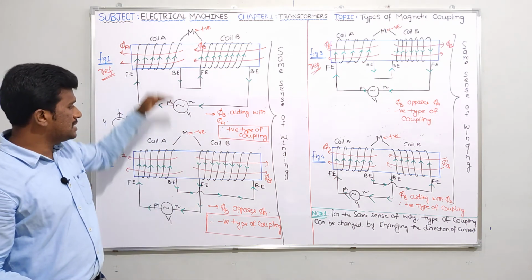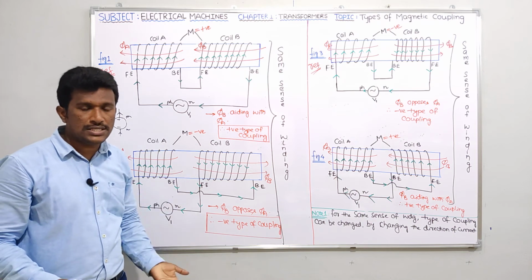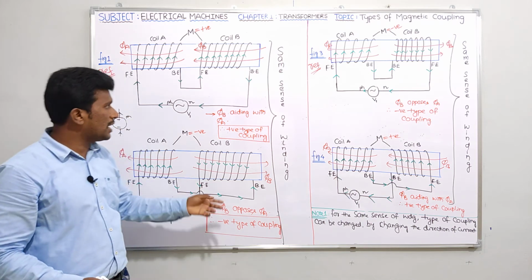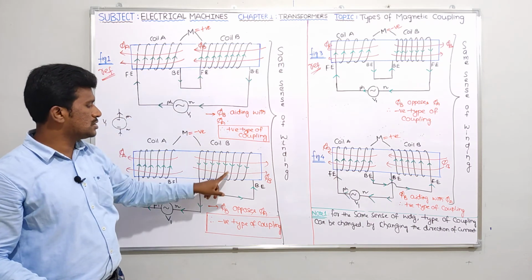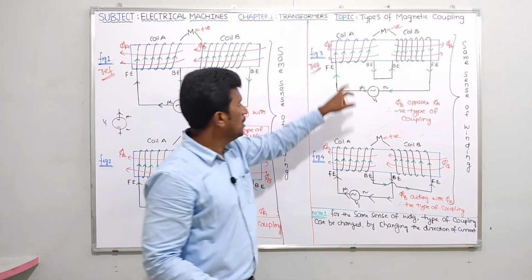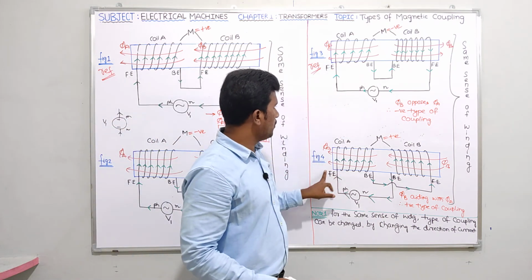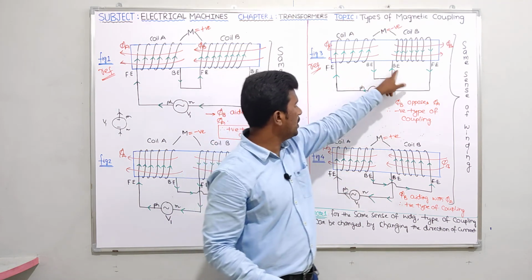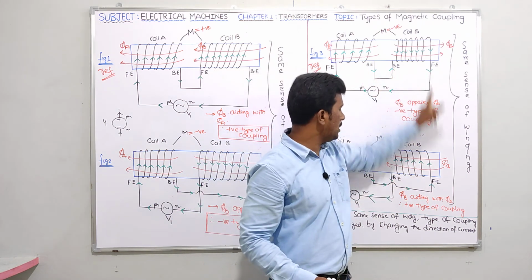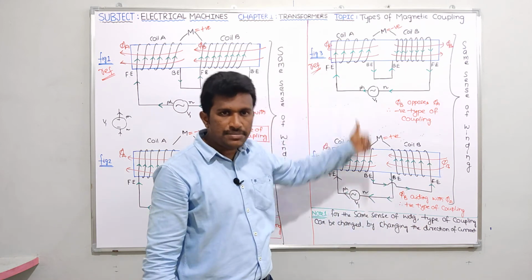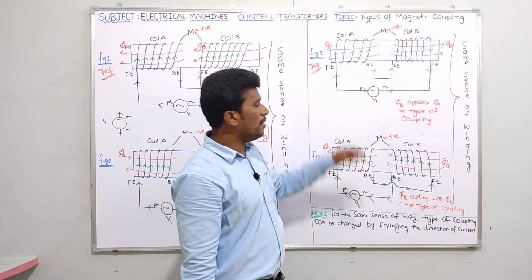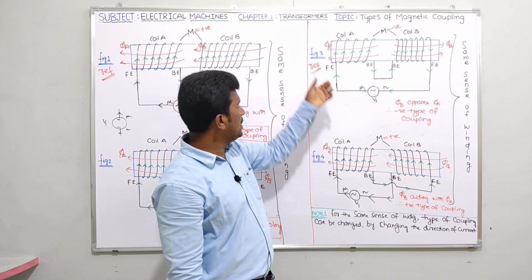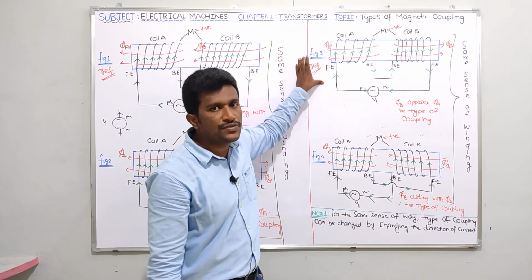That means for the same sense of winding, type of coupling can be changed by changing direction of current in coil B. It is upwards, it is downwards. If you see these two also same. So figure number 3 and figure number 4 having same sense of winding. Front end, back end, back end, back end, back end, front end, front end. For the same sense of winding, type of coupling can be changed. That means in these two figures, figure 3 is reference for us.